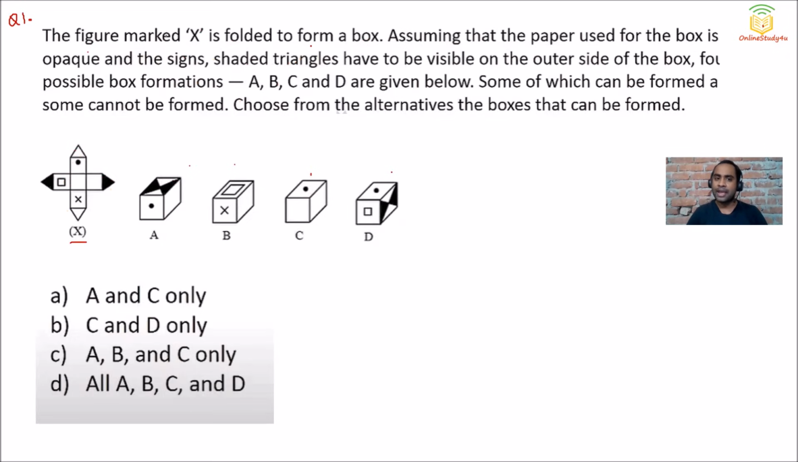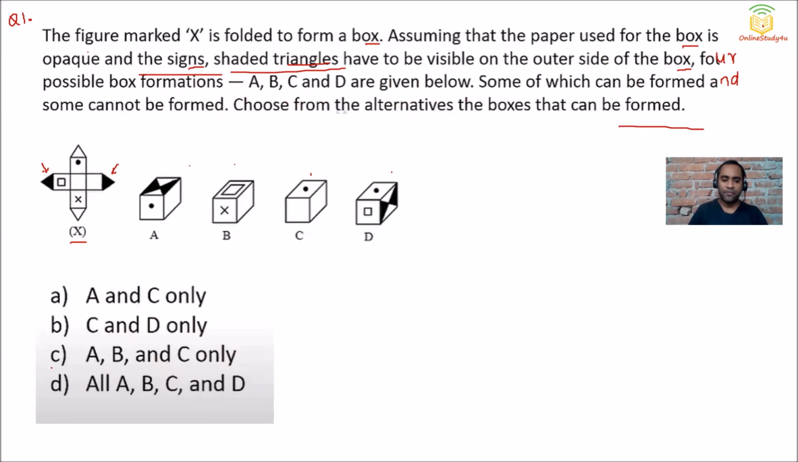The figure marked X is folded to form a box. Assuming that the paper used for the box is opaque and the signs, shaded triangle, have to be visible on the outer side of the box. They are telling you to fold in such a way that this shaded triangle, the dot, the signs, everything has to be visible on the outer side of the box. Four possible box formations A, B, C, D are given below, some of which can be formed and some cannot be formed. Choose from the alternatives the boxes that can be formed.